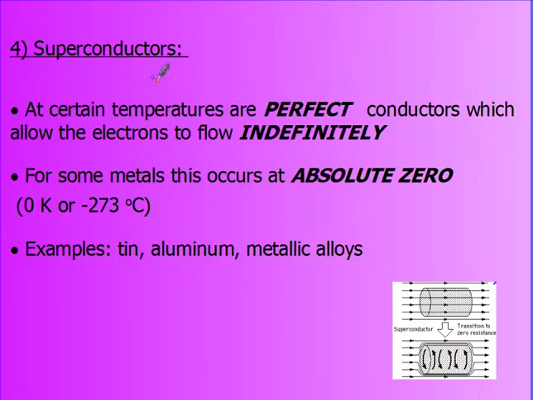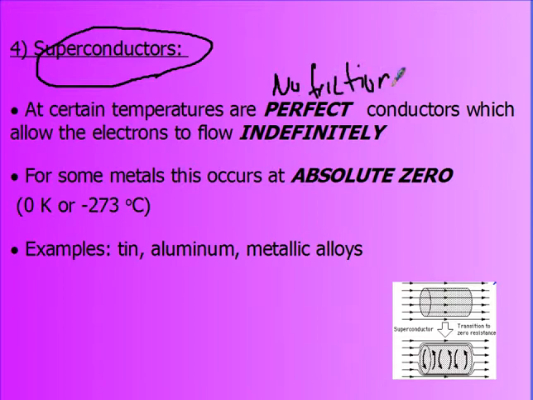And the last kind of material you need to know about are superconductors. Now, when you have a superconductor, it's usually at very low temperatures, like 2 or 3 or 4 Kelvin. So temperatures that you're not going to encounter on a daily basis. And the conductors allow the electrons to flow with no friction. With no friction, you wind up with this nearly perfect conductor. Now, tin, aluminum, and some metallic alloys can be superconductors at very close to absolute zero.